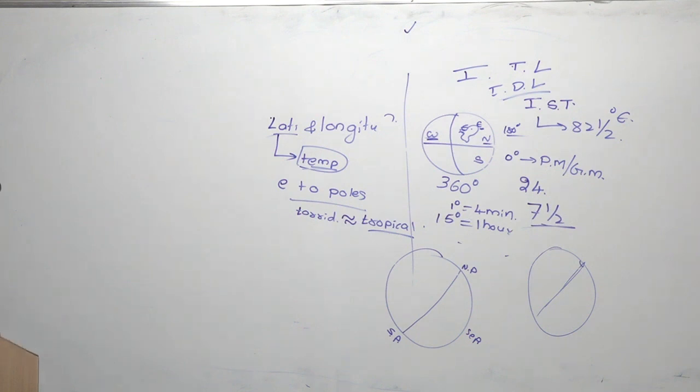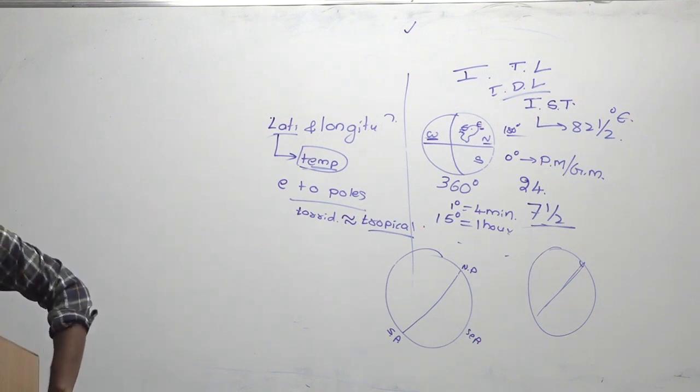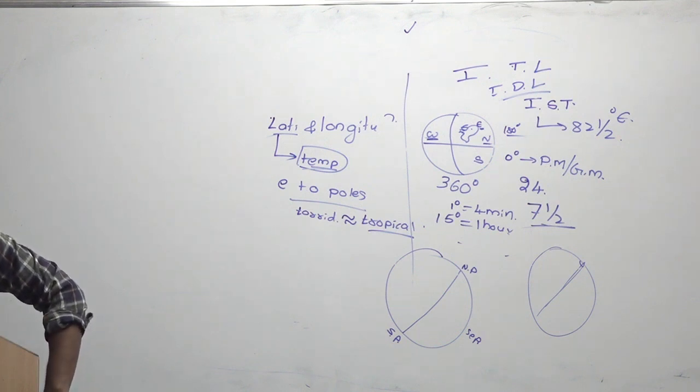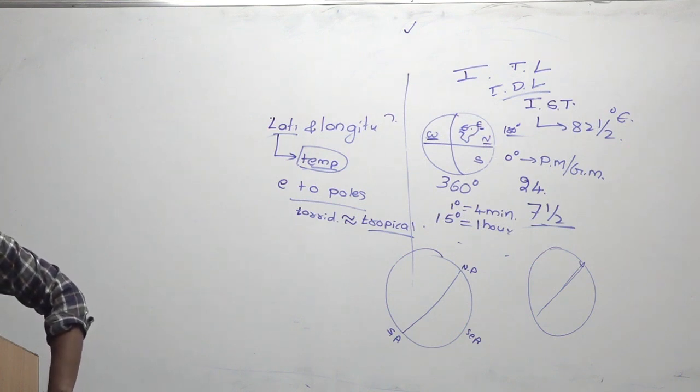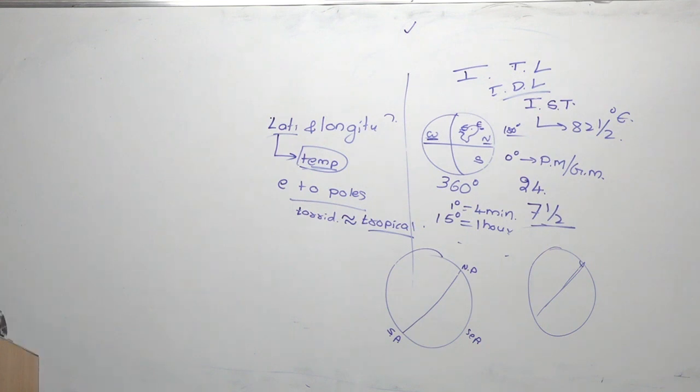So similarly, whenever the sunlight is falling on the circle, at any time, whenever the sunlight falling on the earth's surface at any time, it bisects the earth.